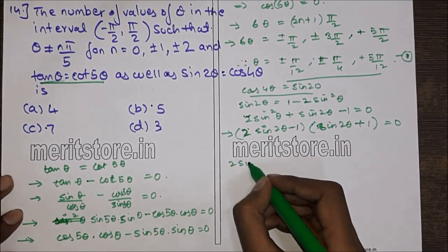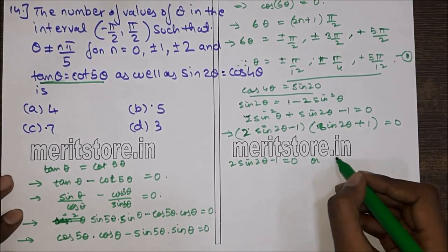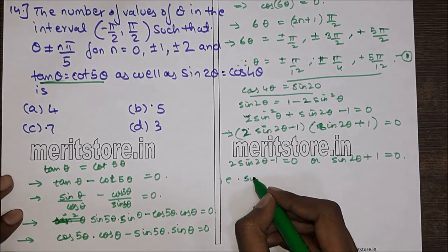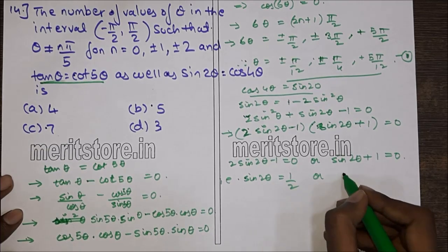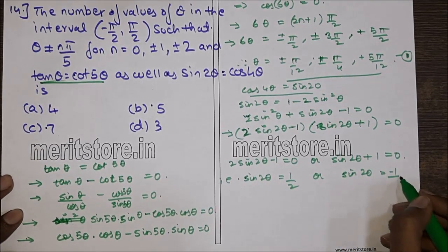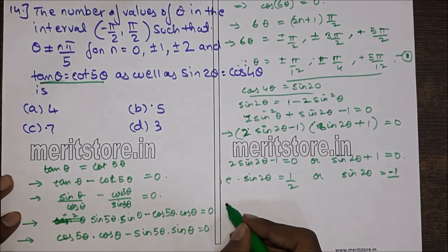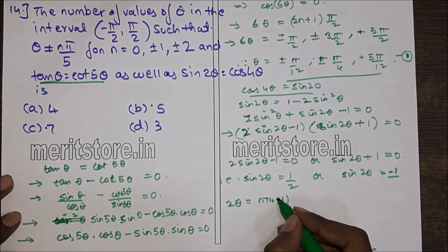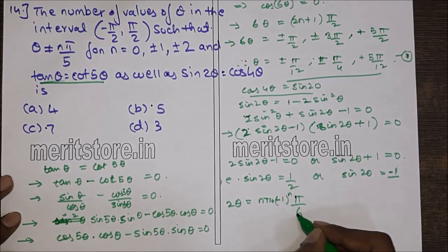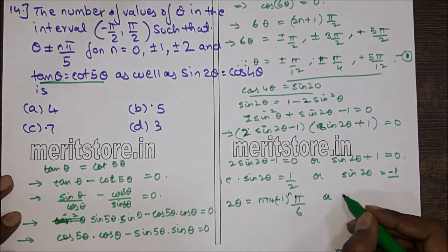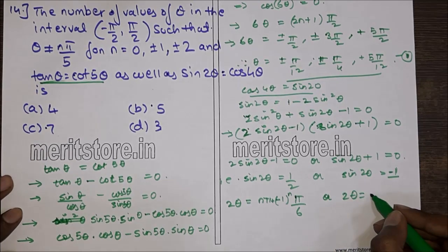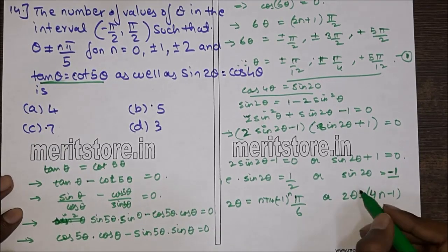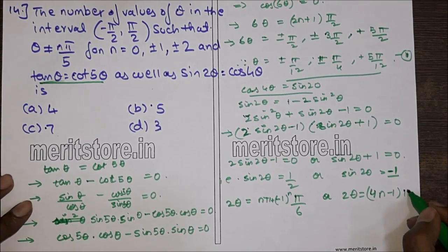So either 2 sin 2θ − 1 = 0 or sin 2θ + 1 = 0. That is, sin 2θ = 1/2 or sin 2θ = −1. So the general value for 2θ will be nπ + (−1)^n π/6, because sin π/6 is 1/2, or 2θ = (4n − 1)π/2, because the value is −1.